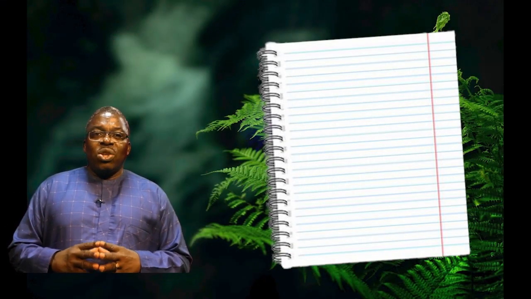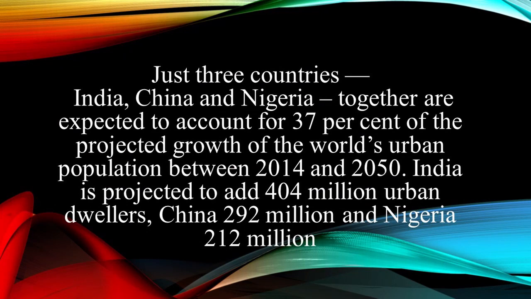Number 2, just 3 countries, India, China, and Nigeria, together are expected to account for 37% of the projected growth of the world's urban population between 2014 and 2050. India is projected to add 404 million urban dwellers. China will add 292 million urban dwellers, and Nigeria will add 212 million urban dwellers.